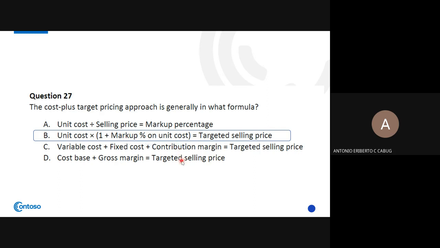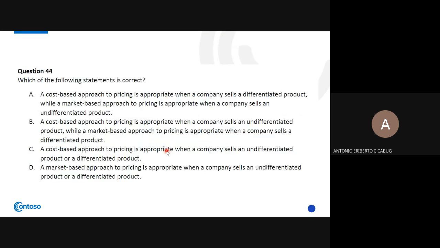Okay? Correct answer is letter boy. Very good, everyone. The correct answer is boy. Next, what about this one? Go.